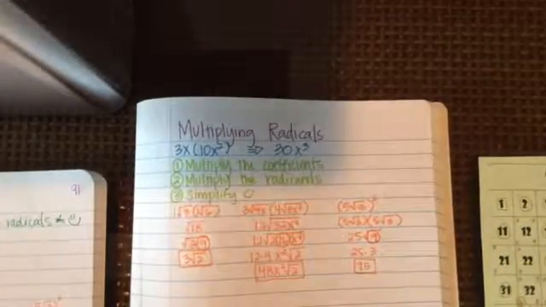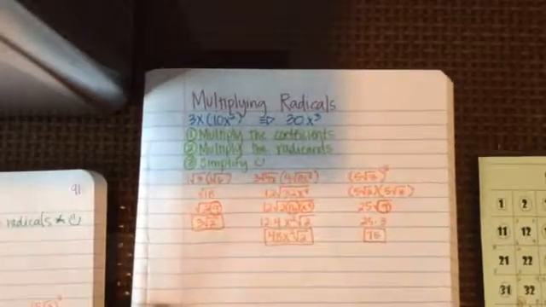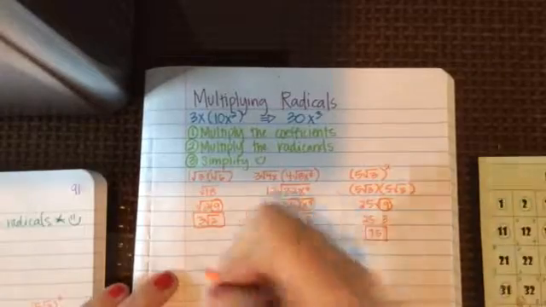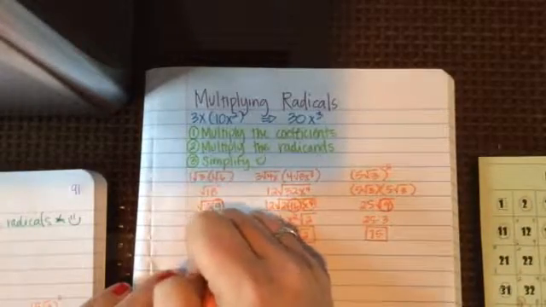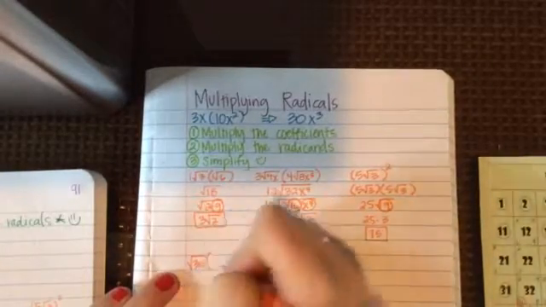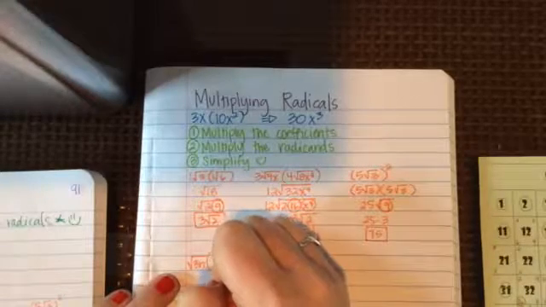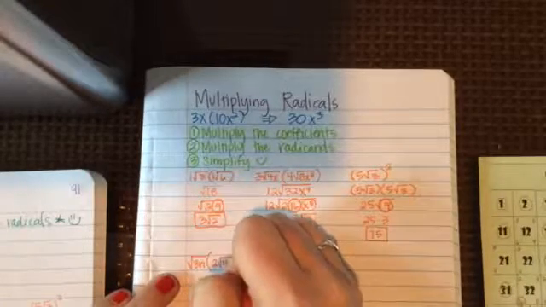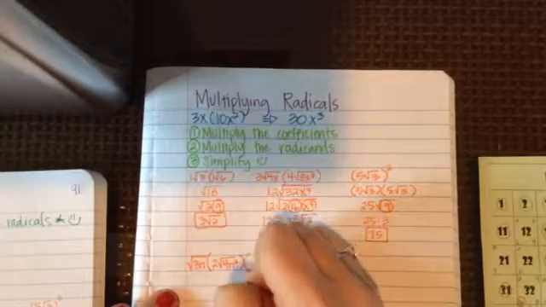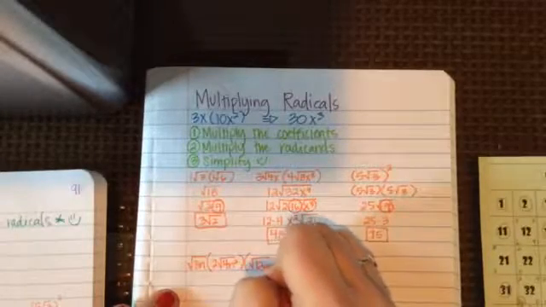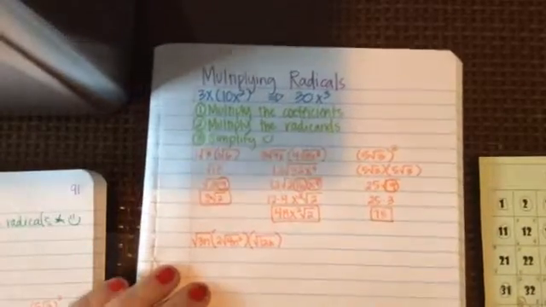All right, let's take it one notch up a little bit. Let's do radical 3n times 2 radical 4n squared times radical 12n. Why not?